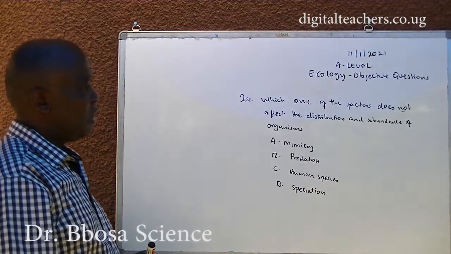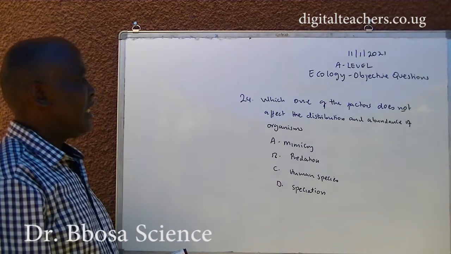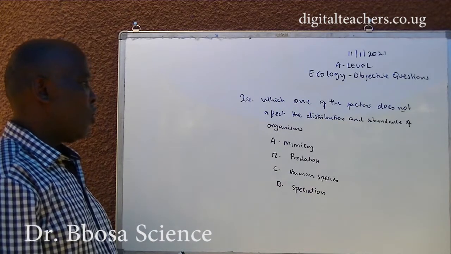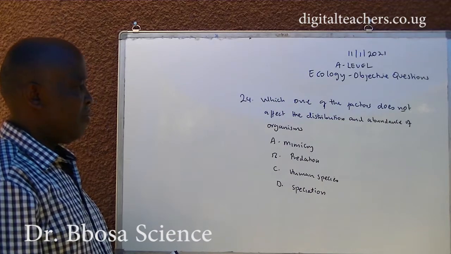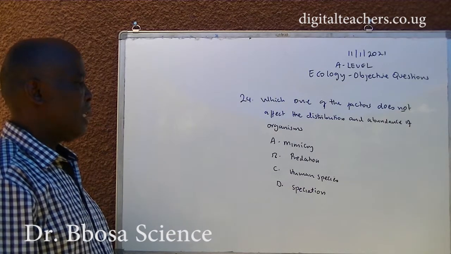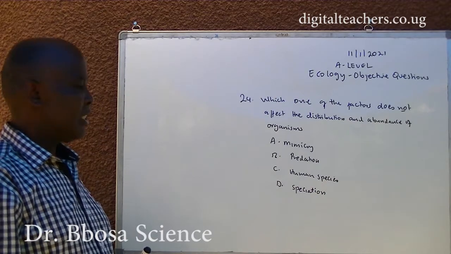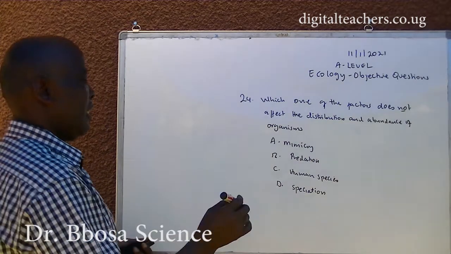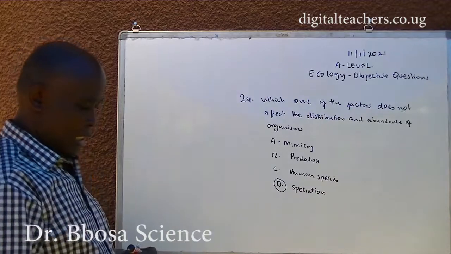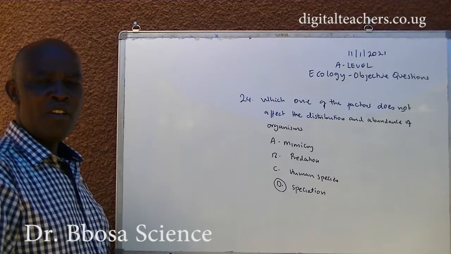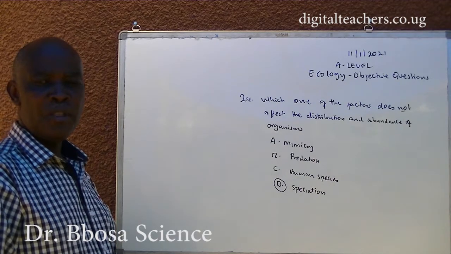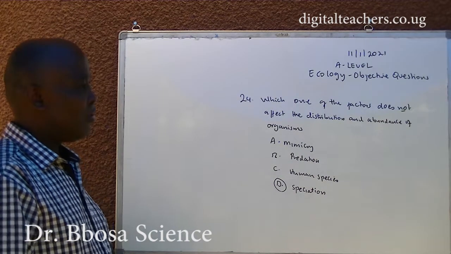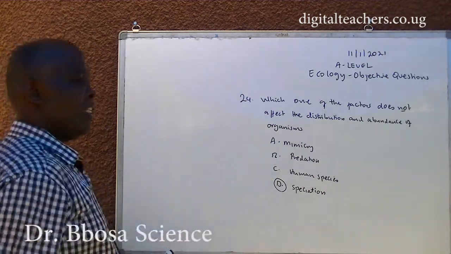Number 24. Which one of the following factors does not affect the distribution and abundance of organisms? A. mimicry, B. predation, C. human species, D. speciation. You can pause and answer. The answer is D. Speciation, the development of a new species from the pre-existing one over a long period of time.